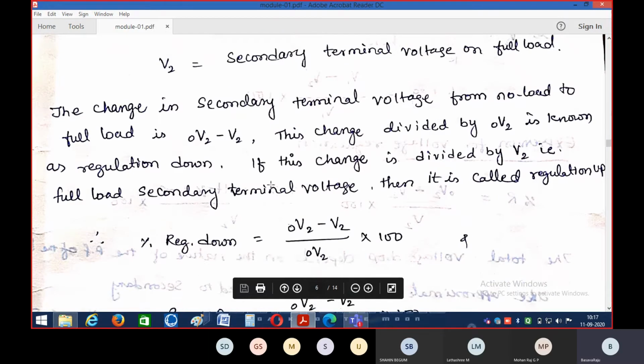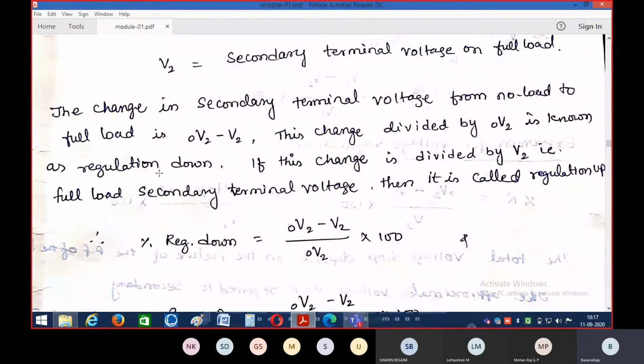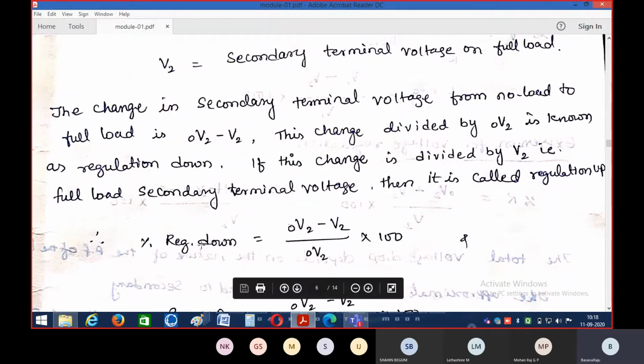So the change in secondary terminal voltage from no load to full load is equal to what? This V2 naught represents the voltage during no load. This V2 is the voltage during load. So from no load to full load, if you deduct, then we get the change in secondary terminal voltage from no load to full load. Definitely during no load there will be a higher voltage compared with the on load condition. So this difference relative to the no load voltage gives the percentage voltage regulation.